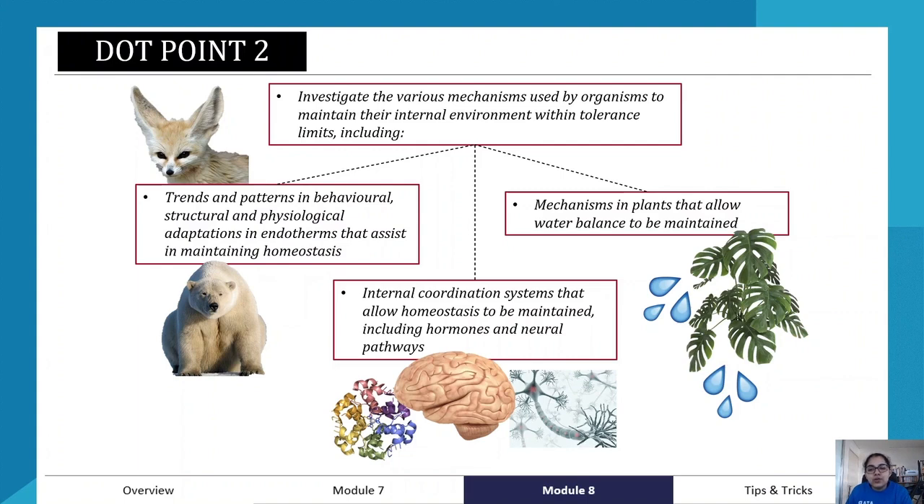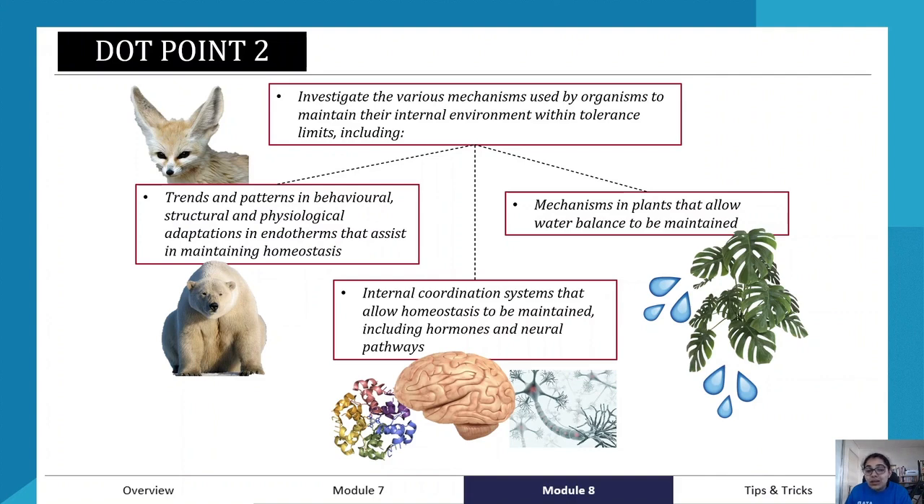So this is where you would talk about trends and patterns in behavioral, structural, and physiological adaptations in endotherms that assist in maintaining homeostasis. So you want to have examples of behavioral, structural, and physiological adaptations. A lot of that is your year 11 stuff, so you can easily borrow from your notes there.